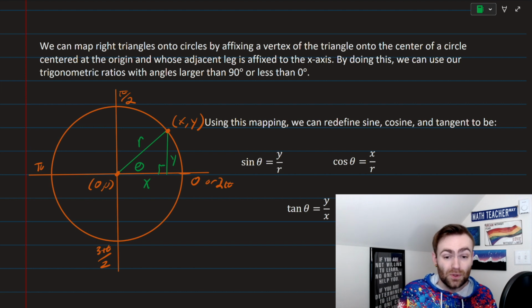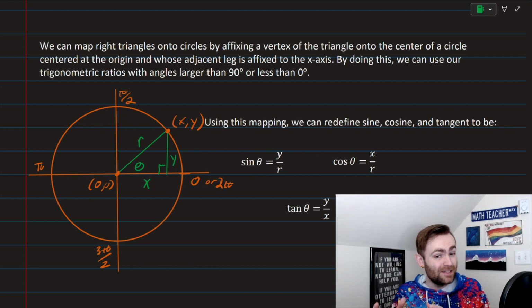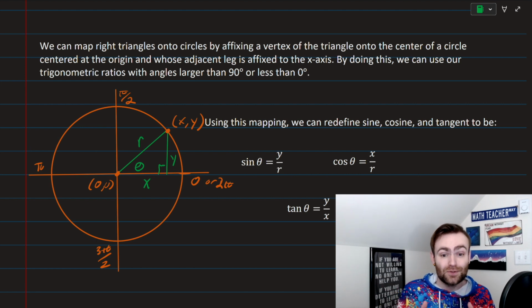And because it's a circle, you can keep going. What if you have a negative angle? If you have negative angles, instead of going counterclockwise, you can go clockwise instead by the same amount. And that means that you can find sine, cosine, and tangent for any angle, even those that are above 90 degrees or below 0 degrees. Let's try some of them out.